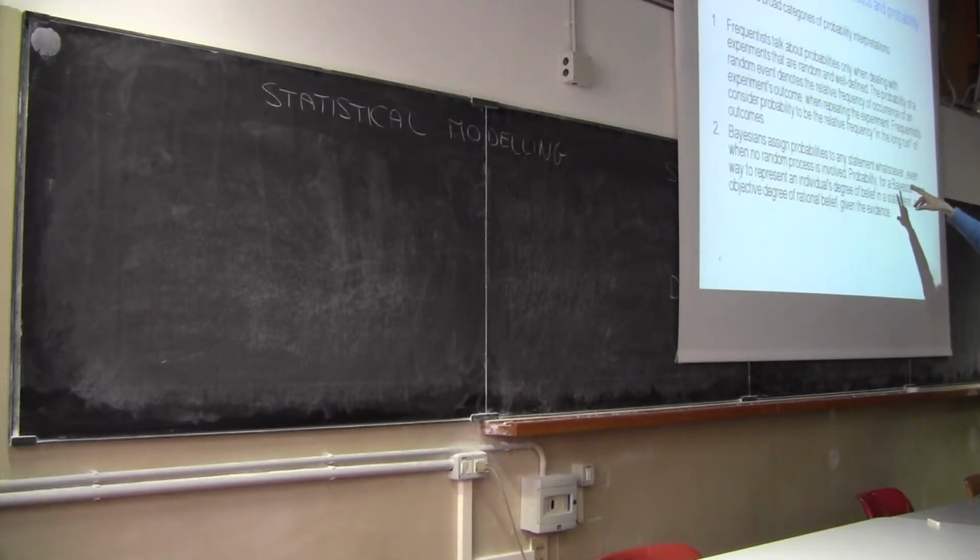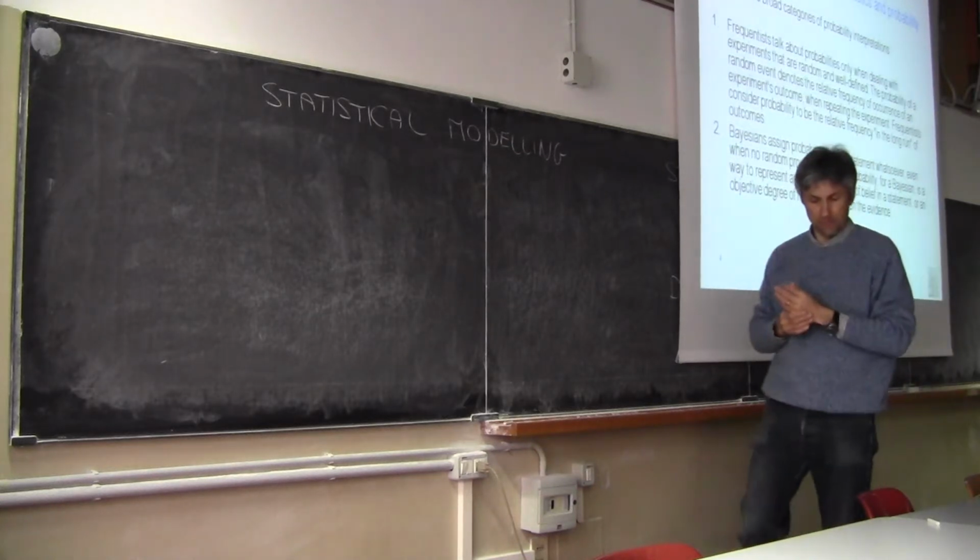Bayesians assign probability to any statement whatsoever, even to a statement like Monti will be the next Prime Minister with a probability of 80%. This is not based on a frequentist analysis, just on your belief. Okay? So there are two definitions of probability.